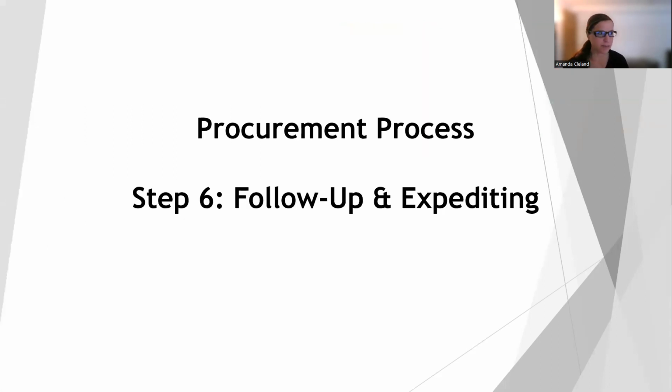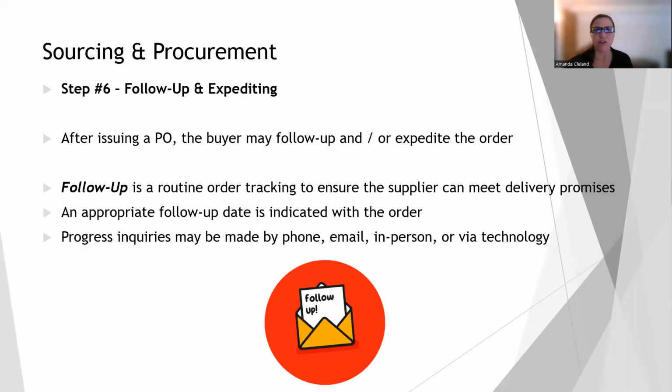Okay, so we've talked about contracts and POs. We've talked about the 10 outsourcing ailments that can happen if you don't have a good structure to your agreement. Now let's talk about step 6, follow-up and expediting. After issuing the PO or issuing a contract, the buyer may follow up or they may expedite the order. So follow-up is a very routine order tracking to ensure the supplier can meet their delivery promises.